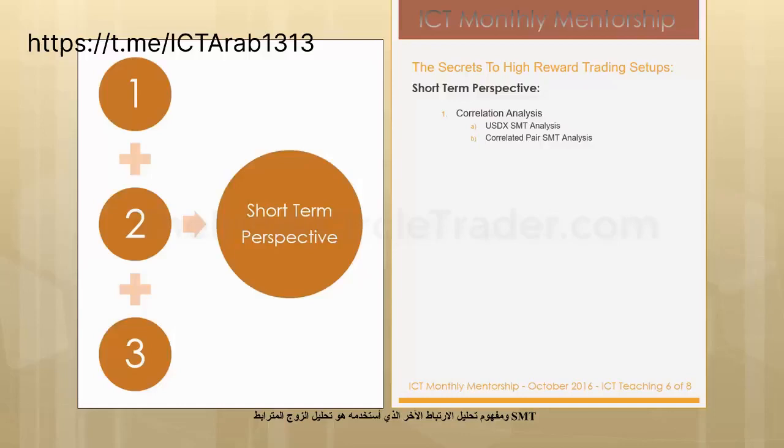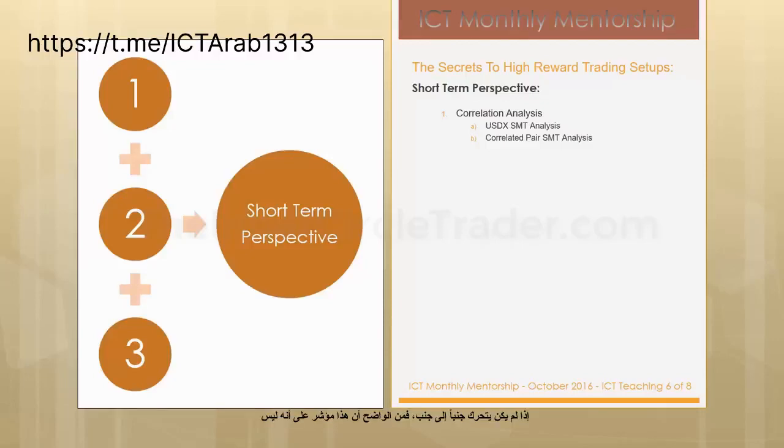And the other correlation analysis concept that I use is correlated pair SMT analysis, where we look at closely correlated pairs like, for instance, the euro dollar and the British pound dollar, because usually they move in the general same direction. Not always, obviously, you can see with the Brexit issue. Generally, when there's a symmetrical market, which we learned about in this mentorship already, correlated pairs move in tandem. When they do not move in tandem, that obviously gives us a lot of insight in terms of how we should be trading the marketplace.